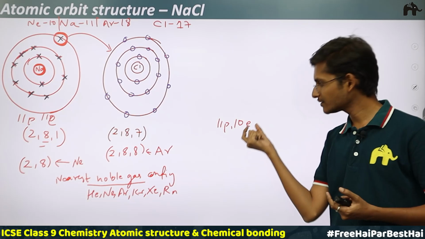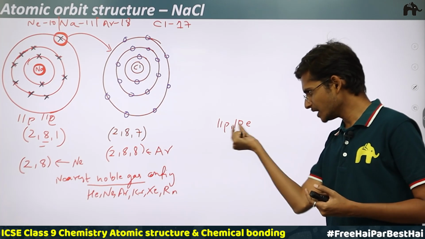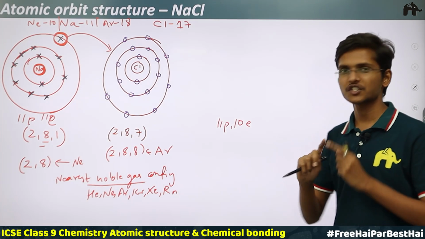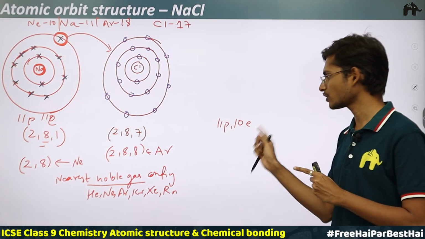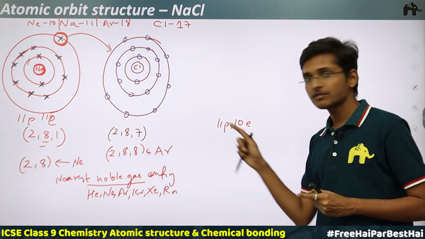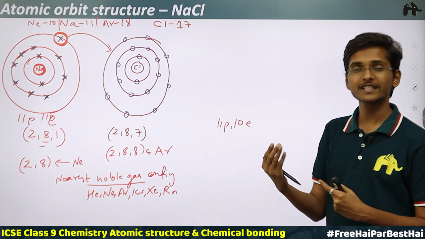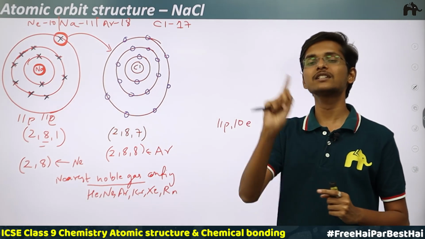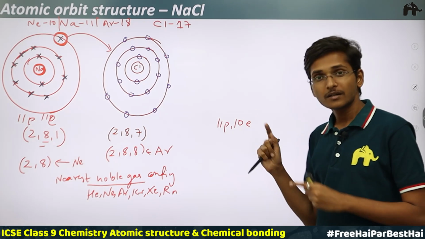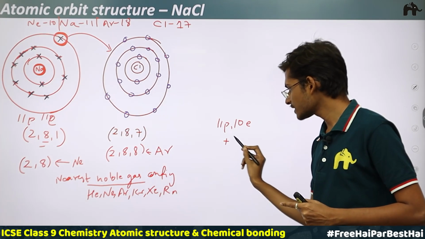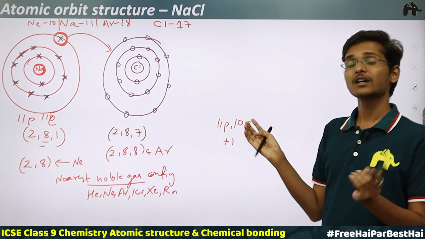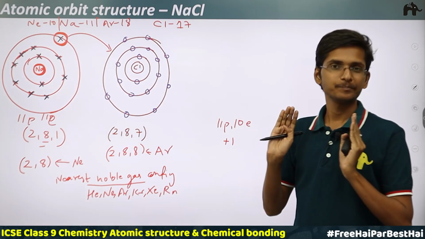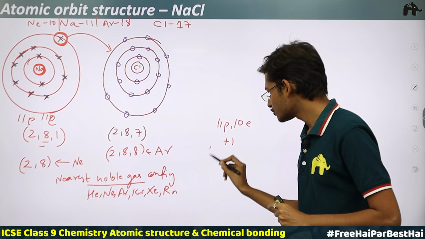So there is an imbalance between the positive and negative charge. Here the positive charges are 11, the negative charges are 10, because we know proton is having positive charge, electron is having negative charge. So the positive charge is exceeding the negative charge, and by how much? By 1. So our sodium atom, after losing an electron, acquires the charge of +1. And when the sodium atom acquires +1 charge, we call it a sodium ion. So now this is the sodium ion.